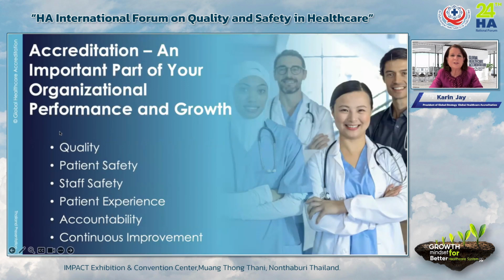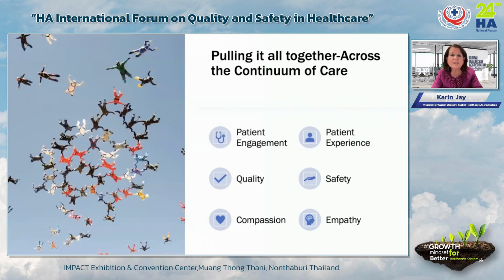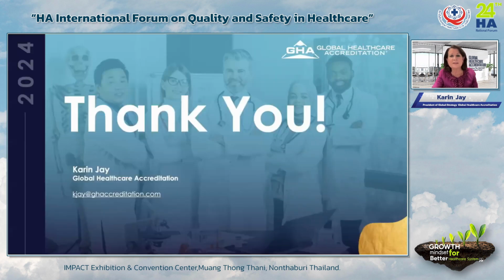So a part of your organization's performance and growth is really looking at quality, patient safety, staff safety, patient experience, accountability, and continuous improvement. And really recognizing that a safe, person-centered organization is going to result in more patients for your organization. We want to pull it all together by combining all of these pieces as if it was a puzzle, and not isolating patient experience, patient safety, quality here, communication issues there, staff education, patient education. We want to bring all of these things together, and that will result in the optimal growth of your organization as a high quality, safe, person-centric organization.